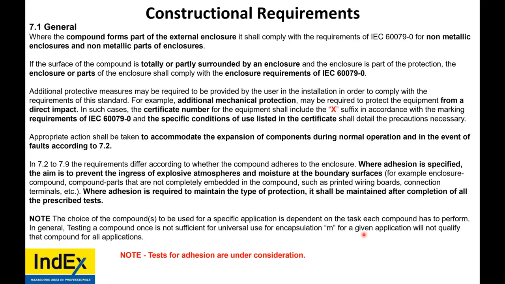Instructional requirements. There's a lot. The compound, where the compound forms part of the external enclosure, it shall comply with 60079-0 for non-metallic enclosures or for non-metallic parts of enclosures. If the surface of the compound is totally or partially surrounded by an enclosure and the enclosure is part of the protection, the enclosure shall meet the requirements of 60079-0. So the very first slide I showed you with the junction box with the compound inside, that's the second half of that sentence, or the second sentence there. Totally surrounded by an enclosure.